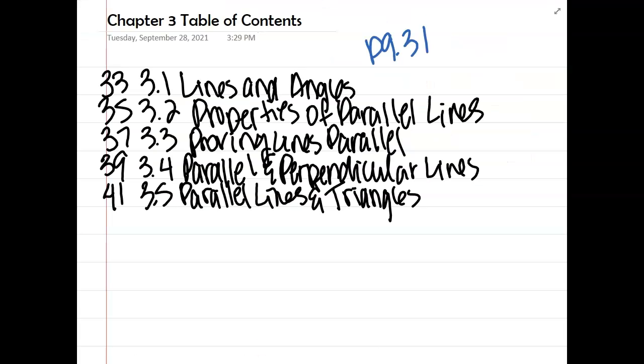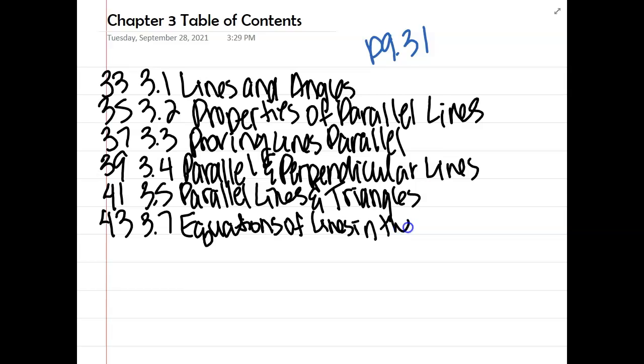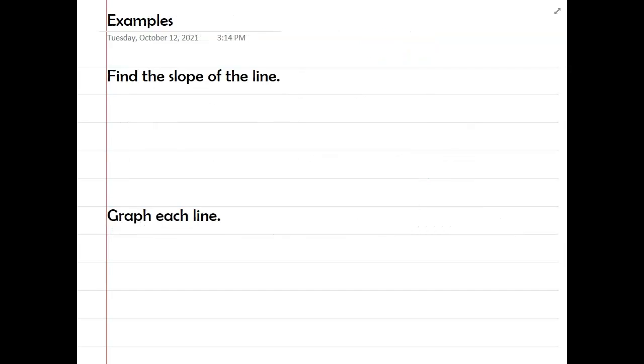Okay, let's get this glued into page 43. We are skipping section 3.6 and going to section 3.7. And this is called equations of lines in the coordinate plane. Alright, so 3 main things we're doing today: finding slope, graphing a line, and then writing the equation of a line. So let's start with finding slope.